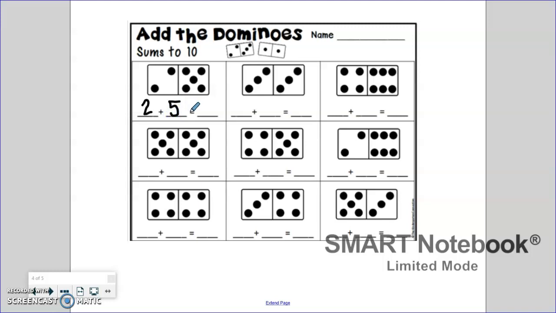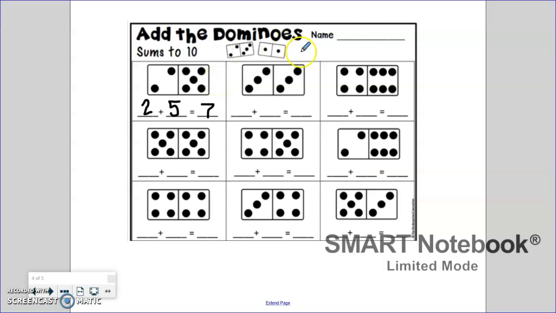Then we see the equal symbol, which means we need to write the answer, or how many dots there are on the entire domino. So I'm going to count from the beginning. 1, 2, 3, 4, 5, 6, 7. There are 7 dots on our domino. So that's the answer. That's what you put on the last line.